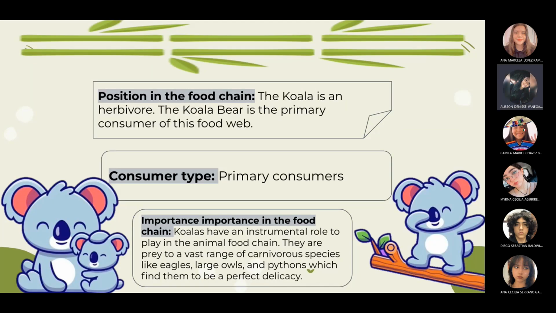The koalas are herbivorous animals, so they are primary consumers. Koalas have an instrumental role to play in the animal food chain. They are prey to a vast range of carnivorous species like eagles, large owls, and pheasants, which find them to be a perfect delicacy.